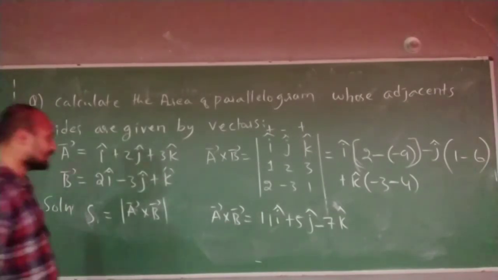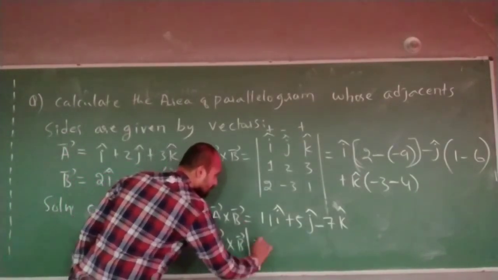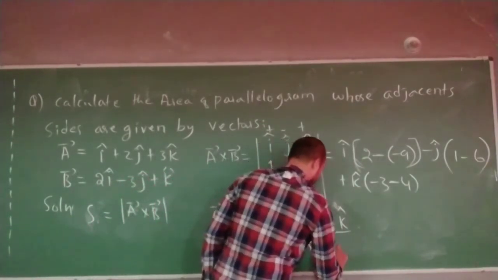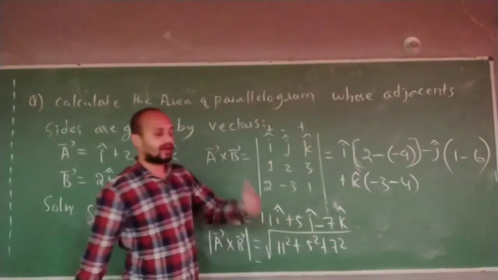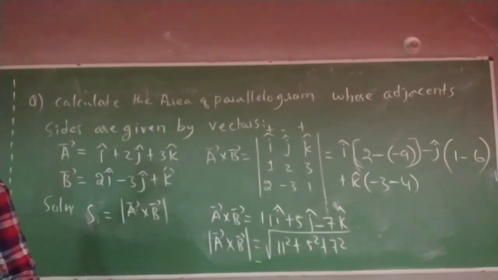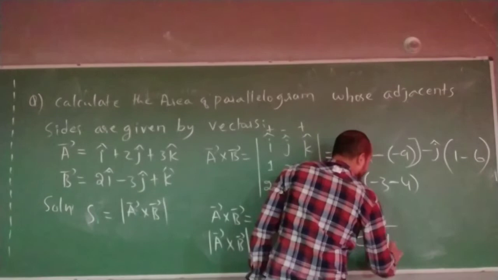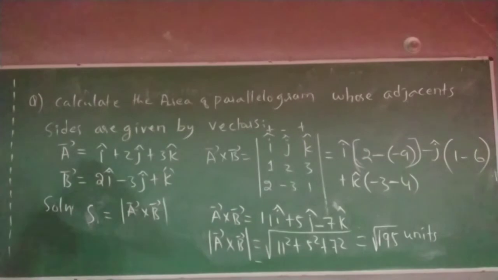Find out the mod, that is the area. Mod of this A cross B is root of 11 square plus 5 square plus 7 square. Only the value I will take, 7 square. 121 plus 25 plus 49 is 195. So it will be root 195 units. This is the value of the area of the parallelogram.